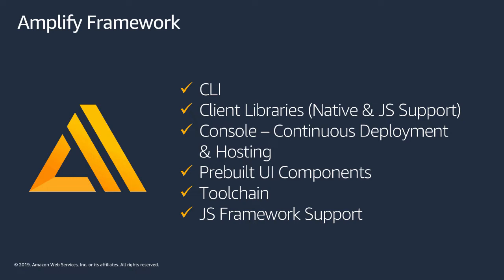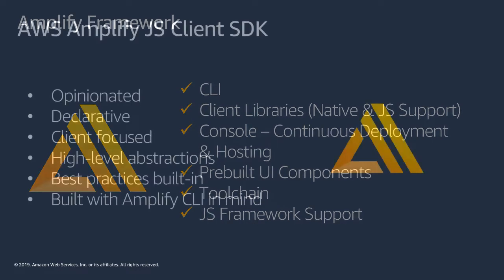And then we have pre-built UI components. And the pre-built UI components kind of work along with the JS framework support. And then we have what we call the tool chain. It does a lot of code generation. So it allows you to kind of do things like introspect a GraphQL schema and generate local code for all of the GraphQL operations. And also we have a way to generate function code for your Lambda functions, which we'll look at.